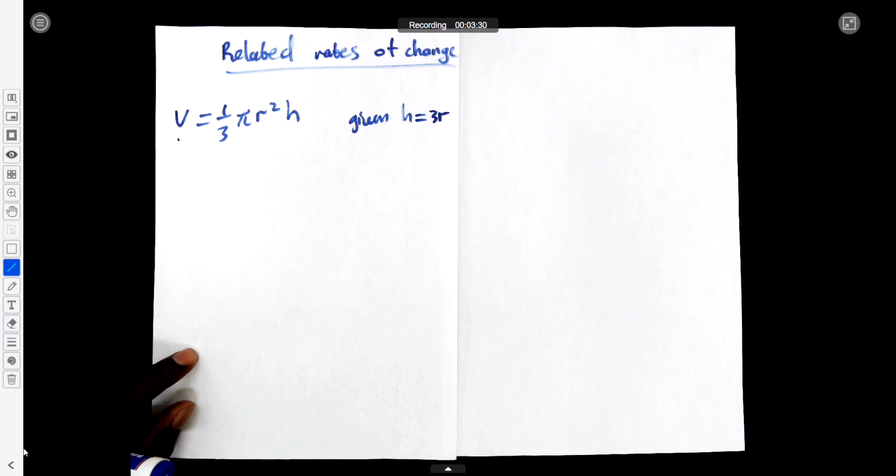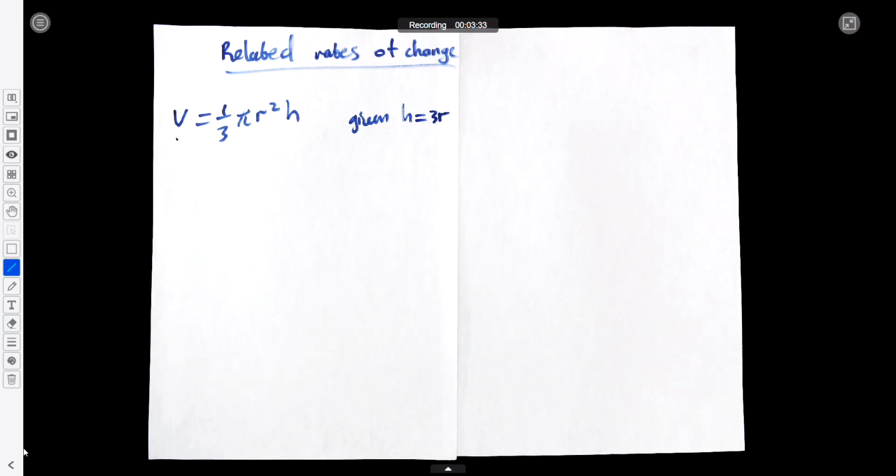This volume, is it for a sphere or for what? It's a cone. Yes, this is a cone. Remember, it is the volume of a cone.